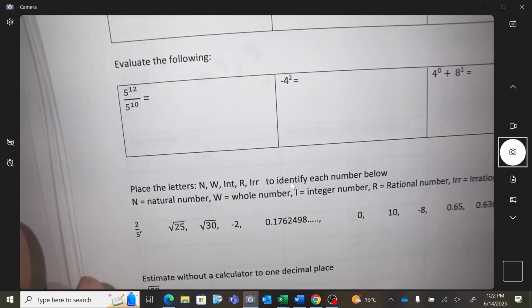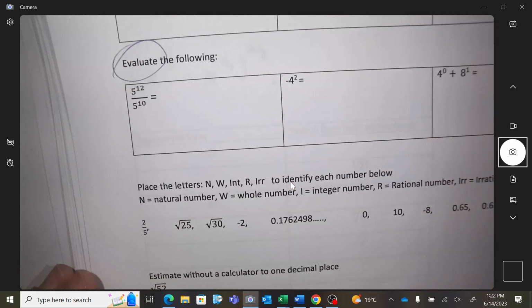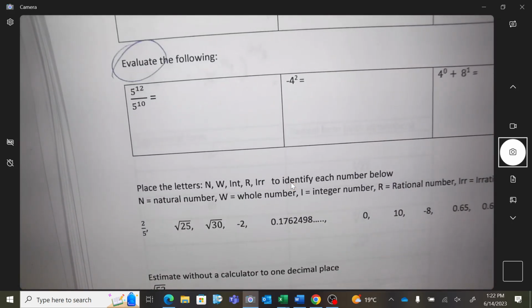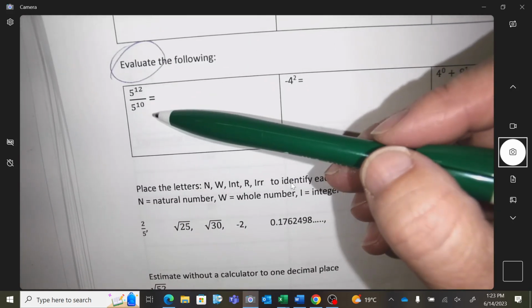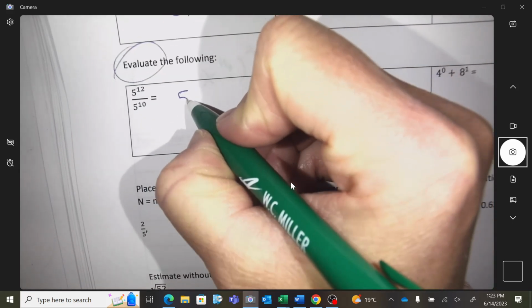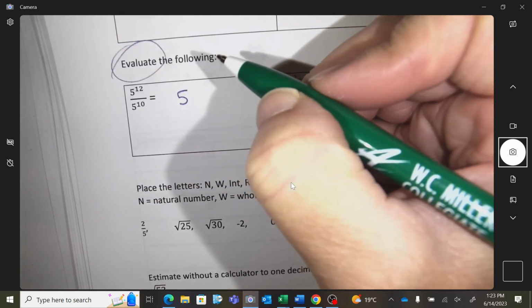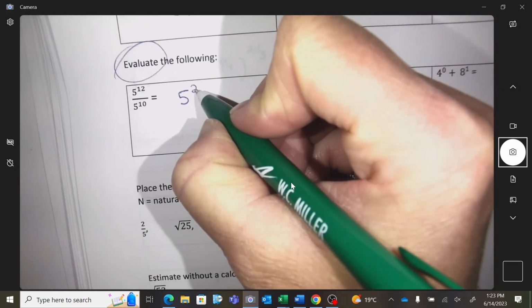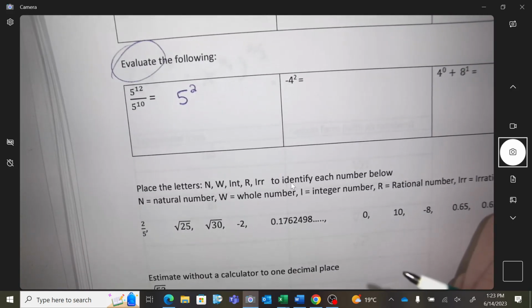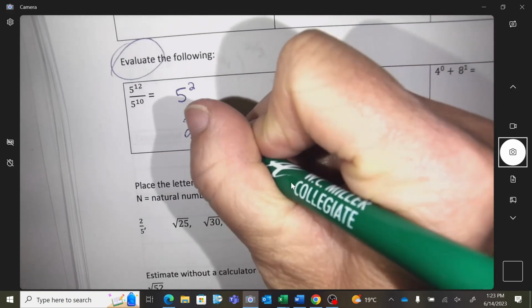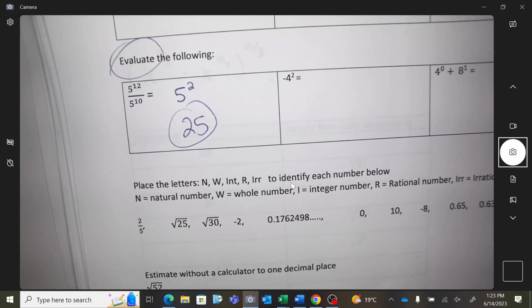Okay, evaluate. What does the word evaluate mean? Get me a number. When you're said and done, I want a number. Okay, so first thing I'm going to do is simplify this. So this is a base of 5, exponent rule 2, because I subtract. But this says evaluate. So what is the answer? 25. Okay, so I had to take that one step further yet.